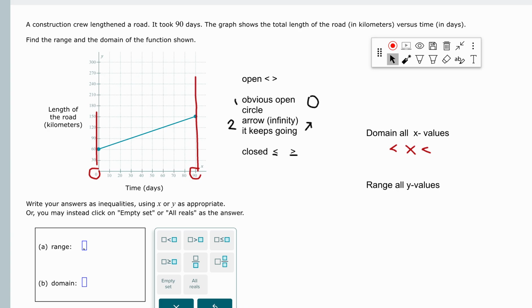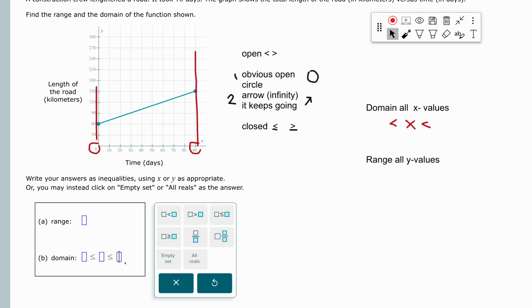Now, let's talk about domain and range. So when I do this, because it has a start and an end, I'm going to do domain first. And I'm going to click this one right here because it's less than. I'm going to click it twice because I'm going to write where it starts and where it ends. In the middle, I put X. Why X? Because X is domain. That's something you have to memorize.